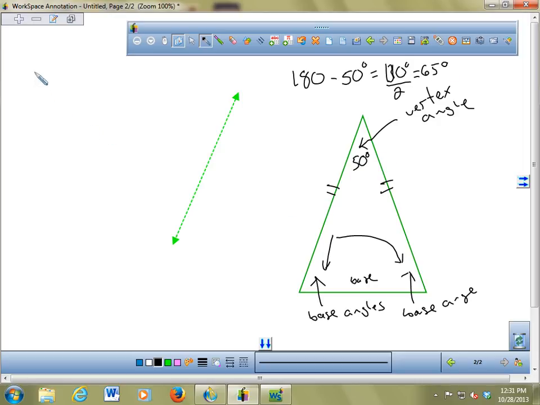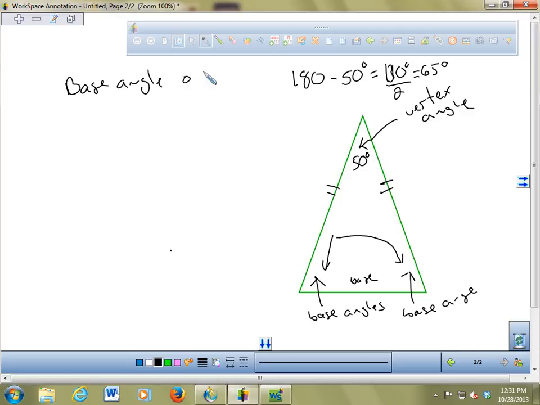I'll give you a copy of the conjectures tomorrow. But the first one says that the base angles of an isosceles triangle are congruent. And then we have a converse of that.